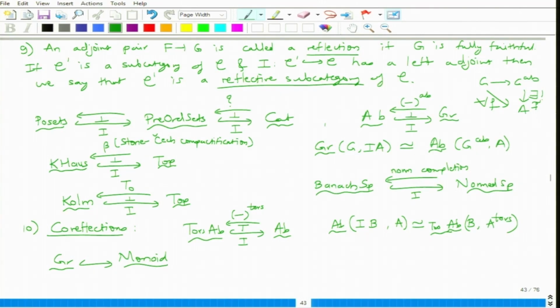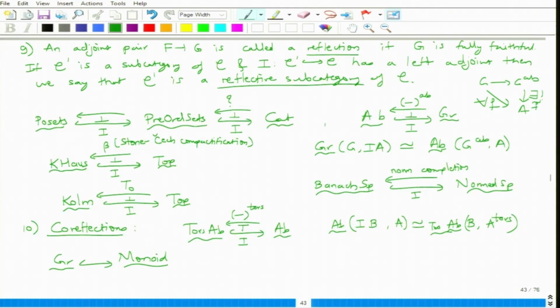When is an adjoint pair a co-reflection? An adjoint pair is a co-reflection if the left adjoint is fully faithful. We don't dualize fully faithful. No, fully faithful is a property that is not dualizable. It's its own dual. Yeah, we are talking about a bijection of sets, so there's nothing dual. So groups to monoids.